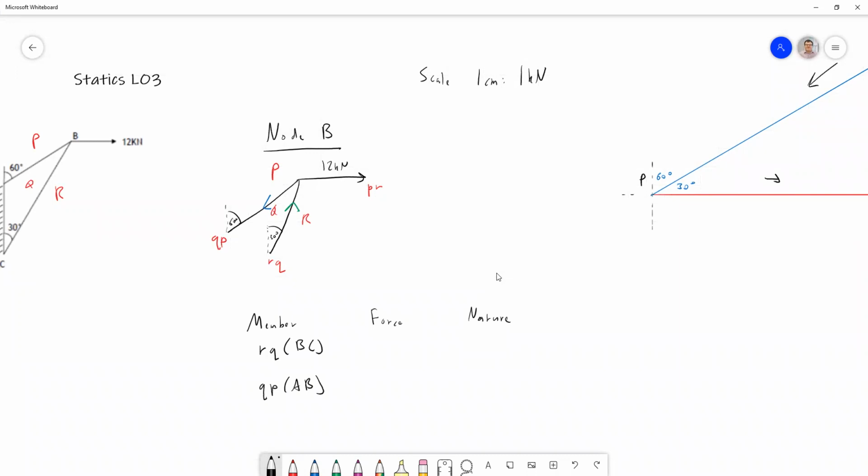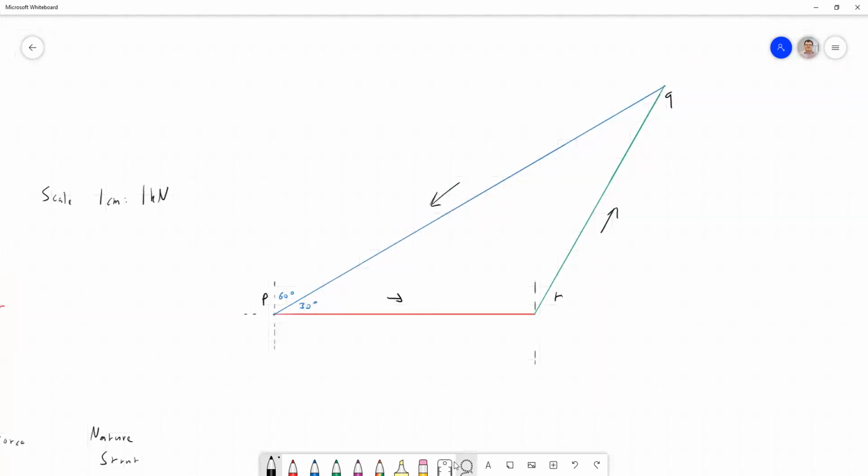So RQ, I can see is pointing towards the node. If it's pointing towards the node, that means it's a strut. And similarly, because QP is pointing away from the node, that means it's a tie, it's under tension. The internal forces will be doing the opposite of the external forces. If a member's being pulled upon under tension, its internal forces must act in the way to counteract that. So we've determined the nature of both of these. The last thing that remains is to measure them.